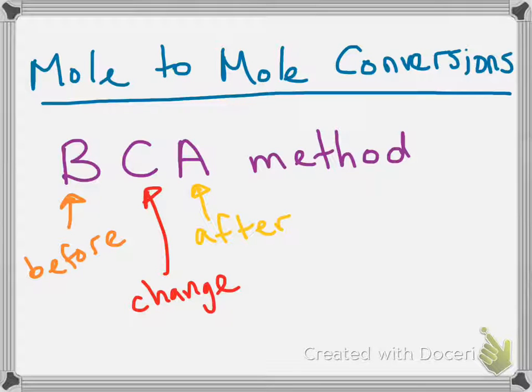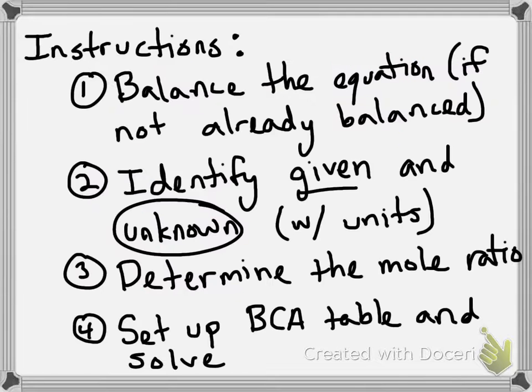In this video, I'm going to show you a second method of converting between moles of different substances when given a chemical equation. This is called the BCA method. BCA stands for before, change, and after. I find this method to be really useful in terms of it organizes everything we have in that chemical equation. It kind of connects everything together. So some students find it a lot easier than the previous method.